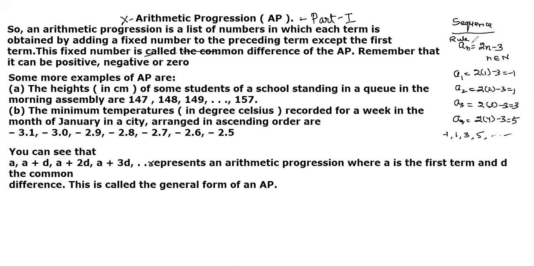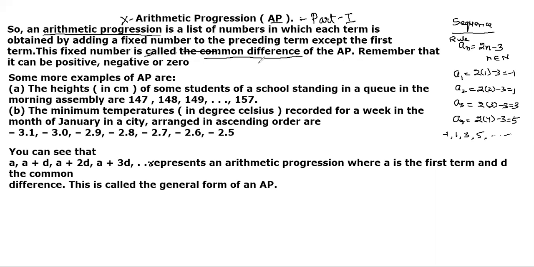So it will have an infinite number of terms. This is the first term, second term, third term, fourth term. So this is about any sequence. But when we are studying arithmetic progression, in short, we say an AP is a list of numbers in which each term is obtained by adding a fixed number to the preceding term, except the first term. This fixed number is called the common difference.